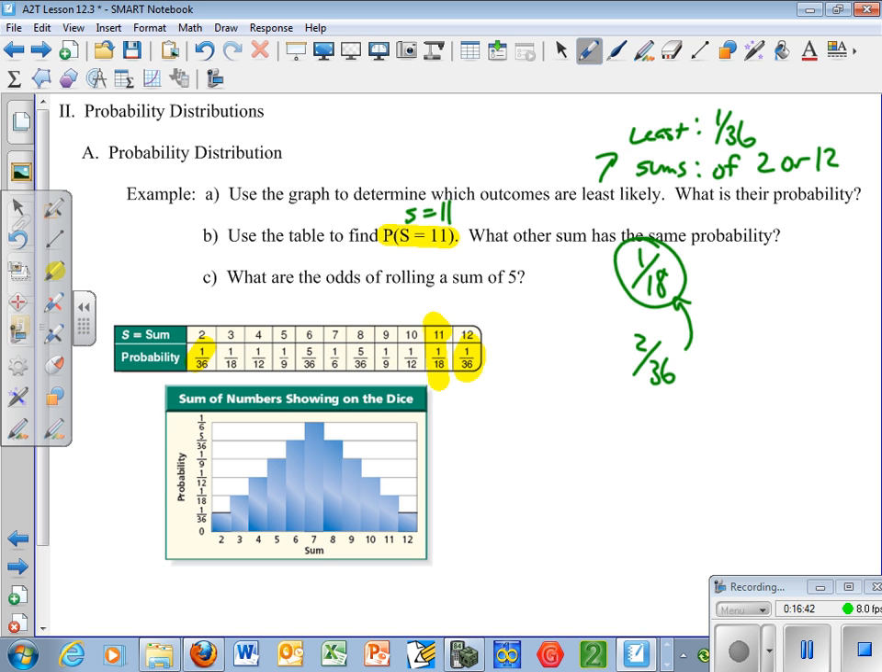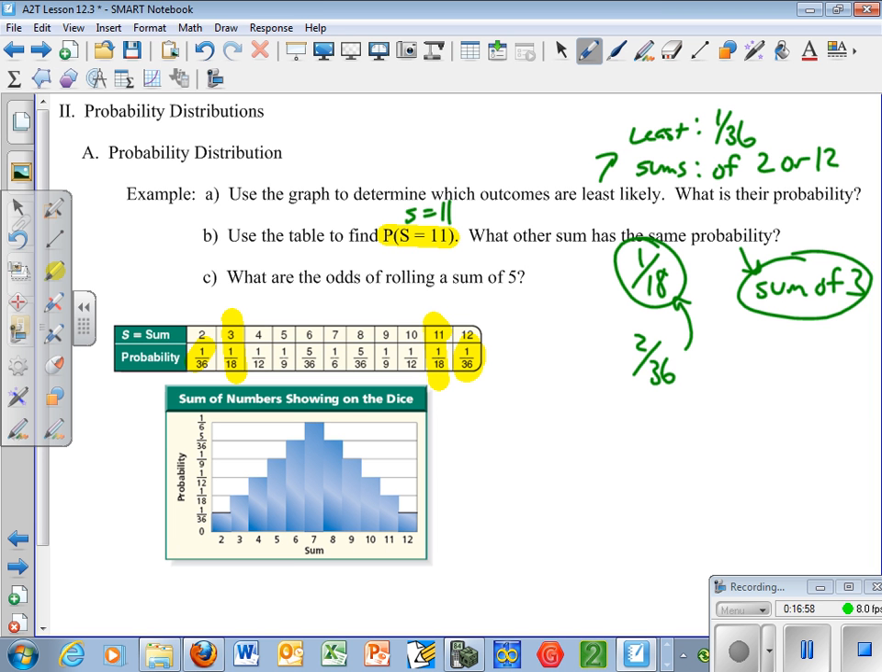What other sum has the same probability? And that would be a sum of 3. That's also 1 out of 18. That's getting a 1 and a 2, or a 2 and a 1. So 1 out of 18, 2 out of 36.